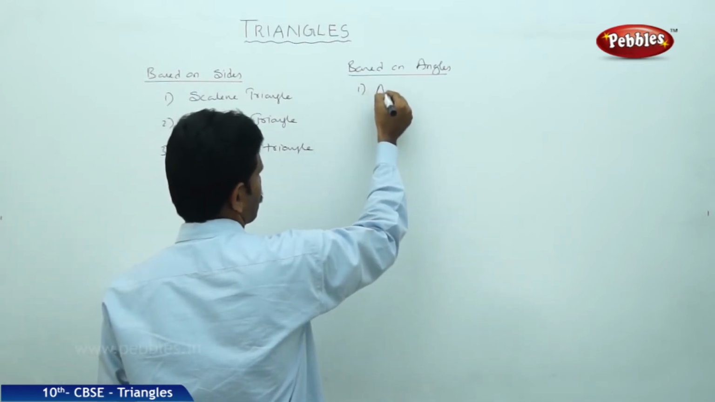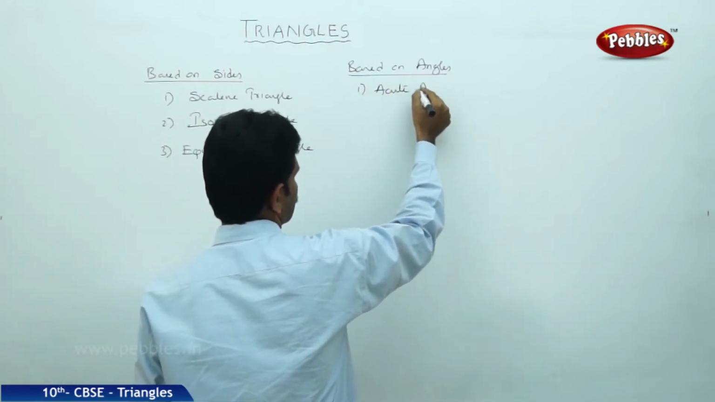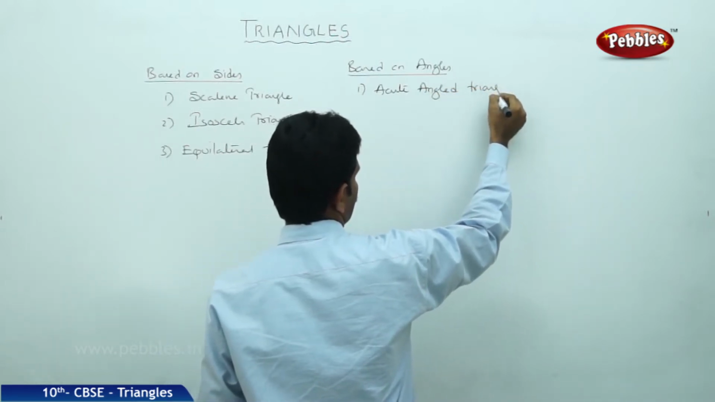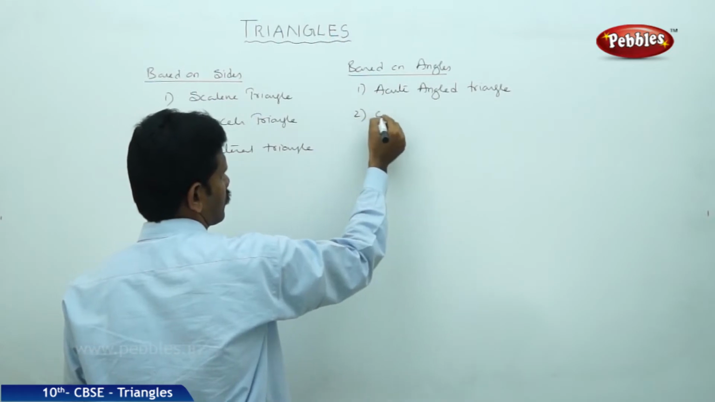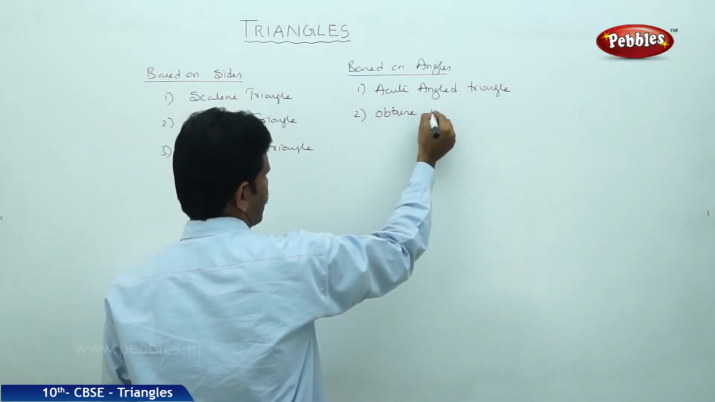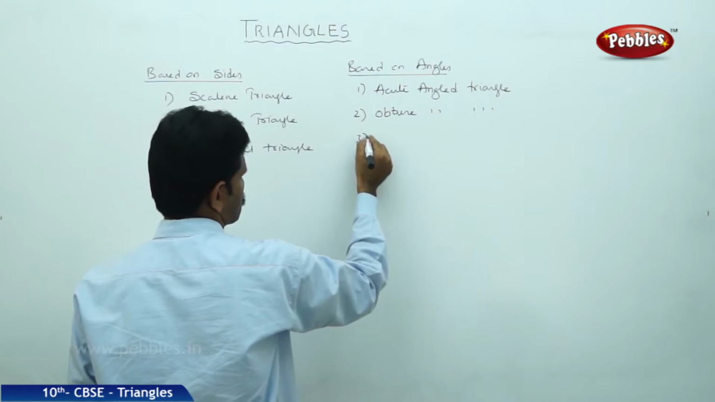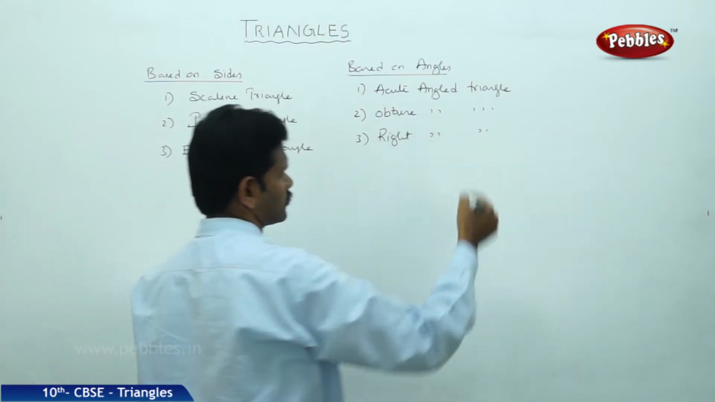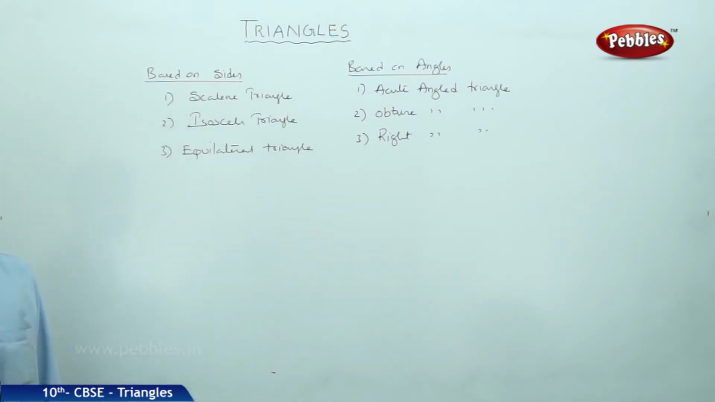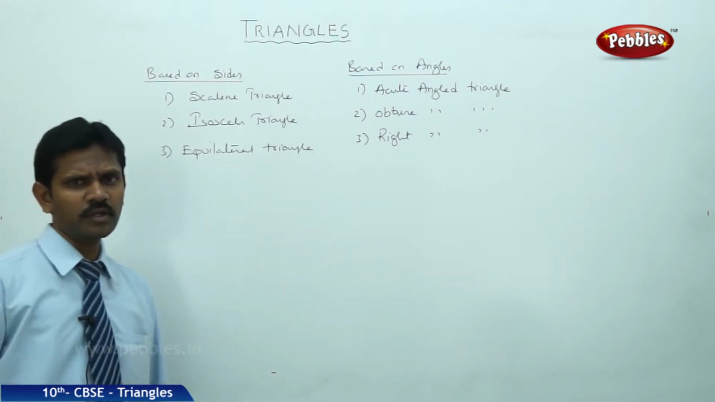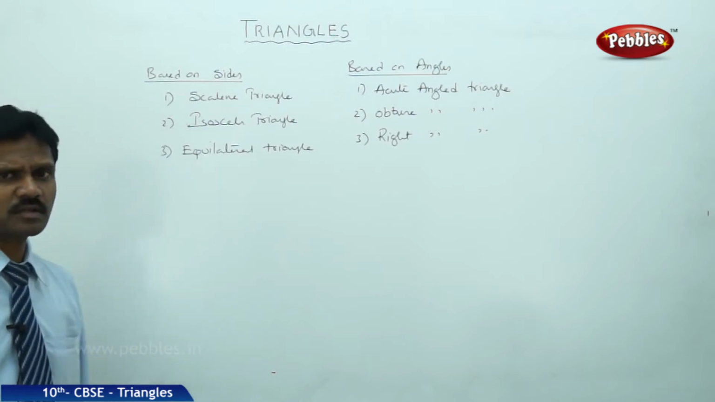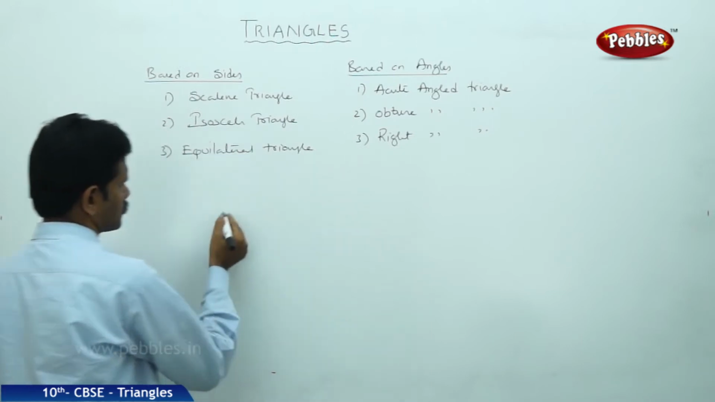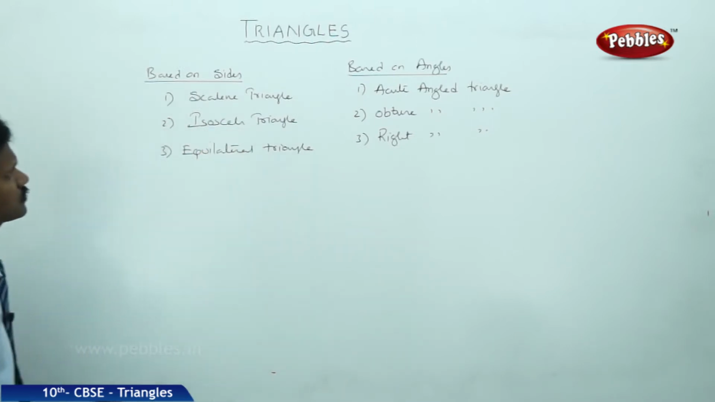First one, acute angled triangle. Second one, obtuse angled triangle. Third one, right angled triangle. A triangle is a polygon which consists of three line segments. That is, let us see about these three.